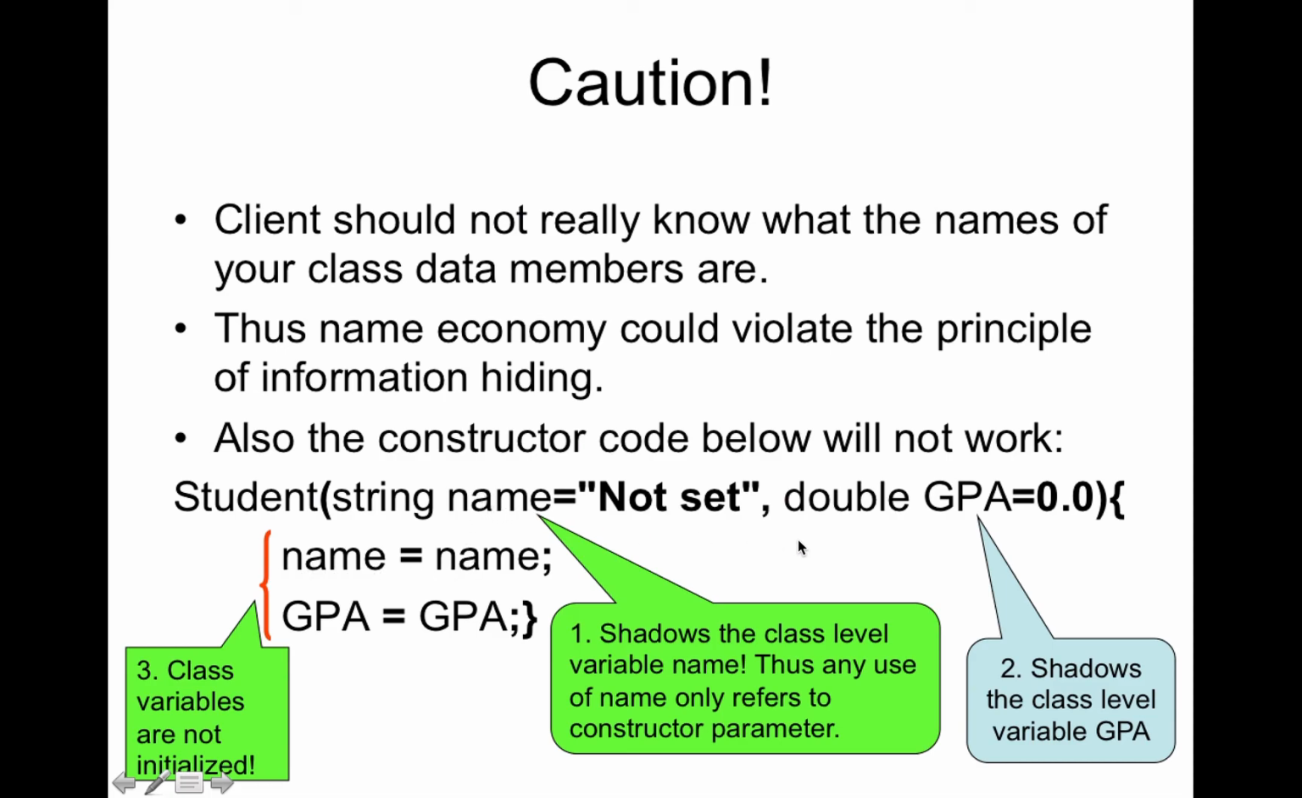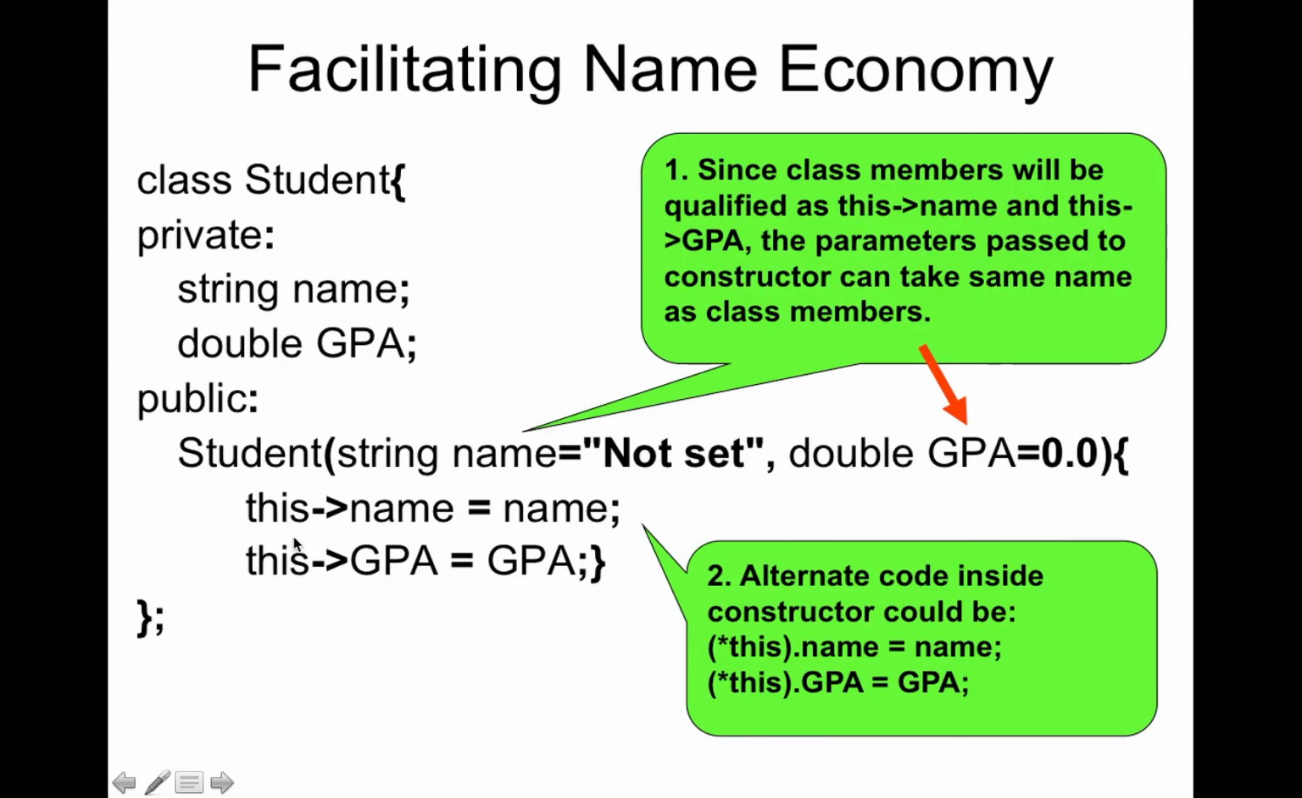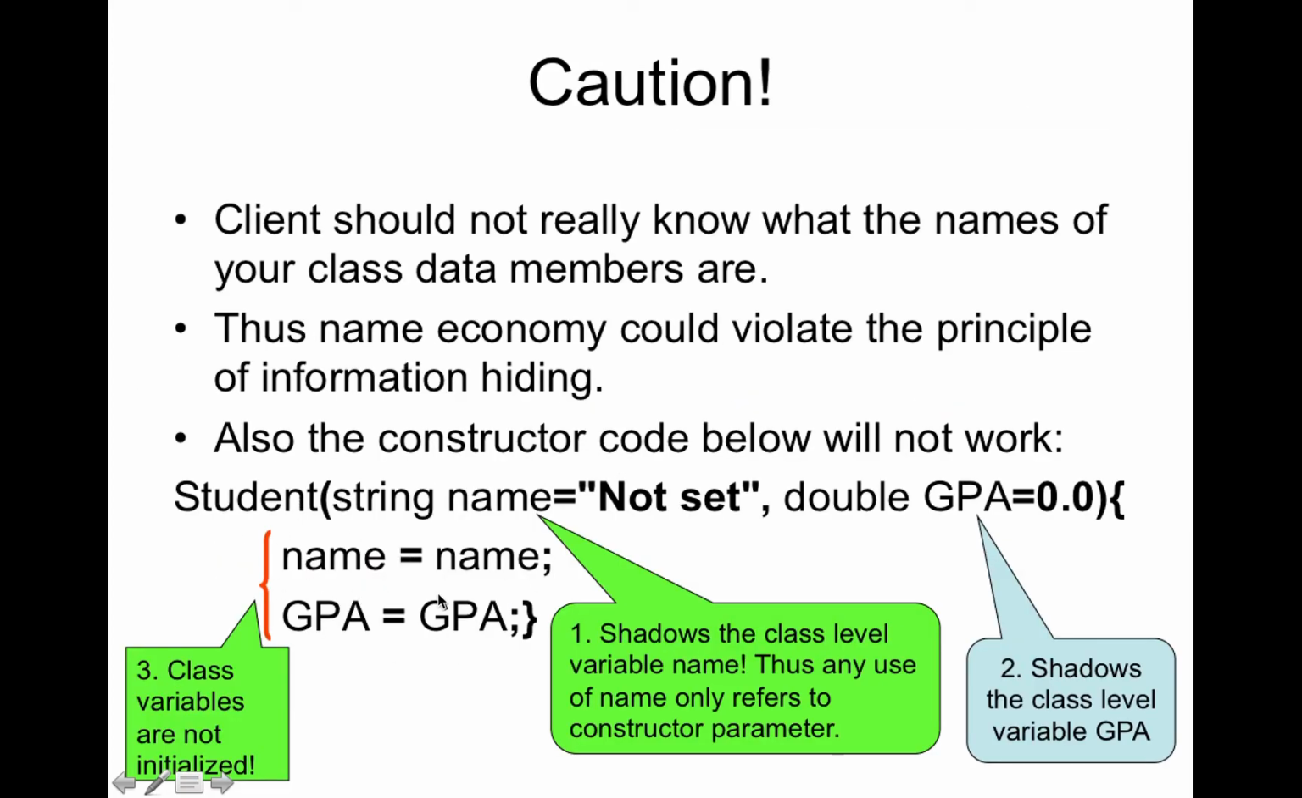So if you're going to use the same name for the constructor argument, then the class level one has to be fully qualified the way we have done it here. This code is totally worthless, useless, it has no purpose whatsoever, because this one shadows the class level variable name. So any use of name only refers to this constructor parameter, and GPA shadows the class level variable GPA, and in this code class level variables are not initialized.